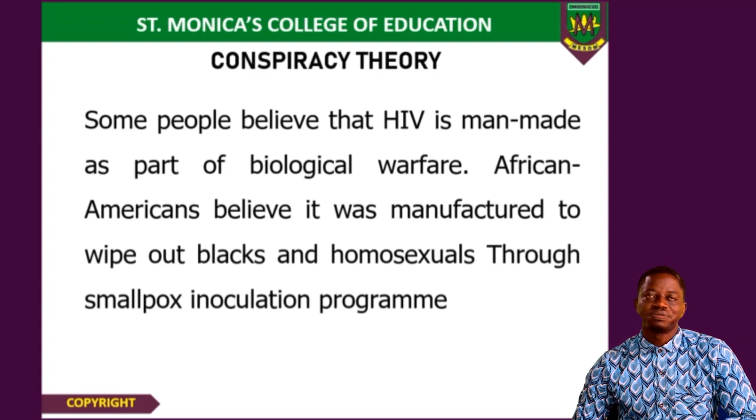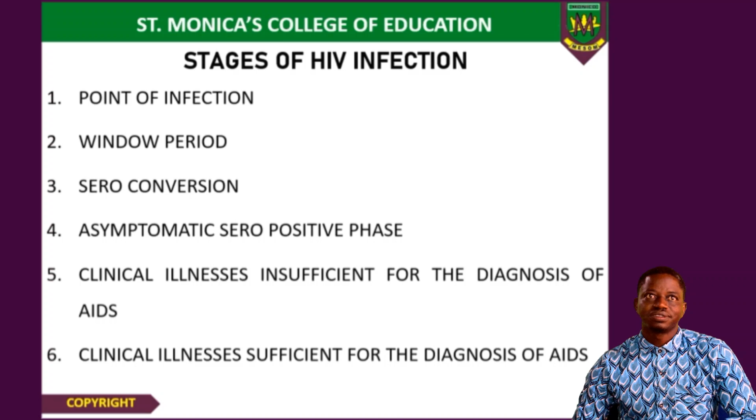So let's look at the stages of HIV infection. There are 6 main stages of HIV infection. So before you can acquire the virus, there are 6 stages one needs to go through. We have what we call point of infection, window period, seroconversion, asymptomatic seropositive phase, clinical illnesses insufficient for the diagnosis of AIDS, and then clinical illnesses sufficient for the diagnosis of AIDS. So before you are declared HIV positive, you need to show these 6 stages. So let's take them one after the other.